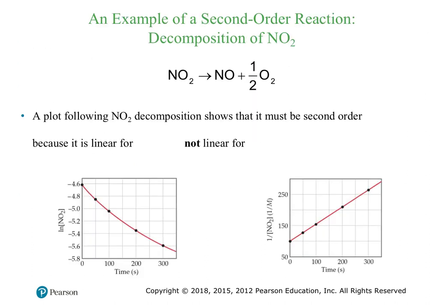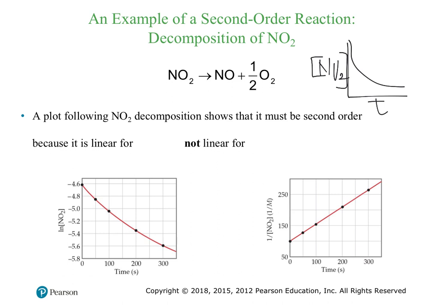So when we look at an example of nitrogen dioxide decomposing, this happens to follow a second order reaction. So if we plot just the concentration of nitrogen dioxide versus time, we would get something that looks like that.